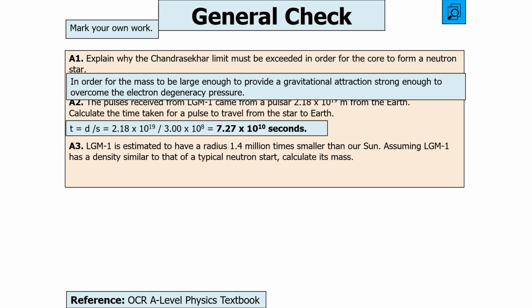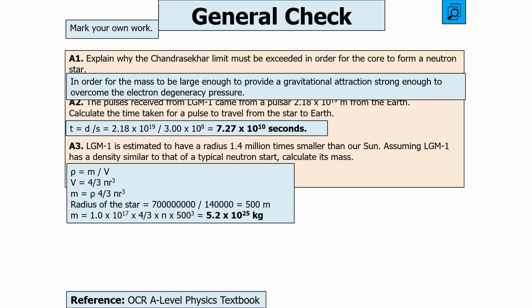This next question, again, it's a nice one, because the pulses from a pulsar are radio. So therefore it's going to be the speed of an electromagnetic wave, 3 times 10 to the 8. Time is distance over speed. You've got the distance, you've got the speed, so you can work out the time it takes to reach us.